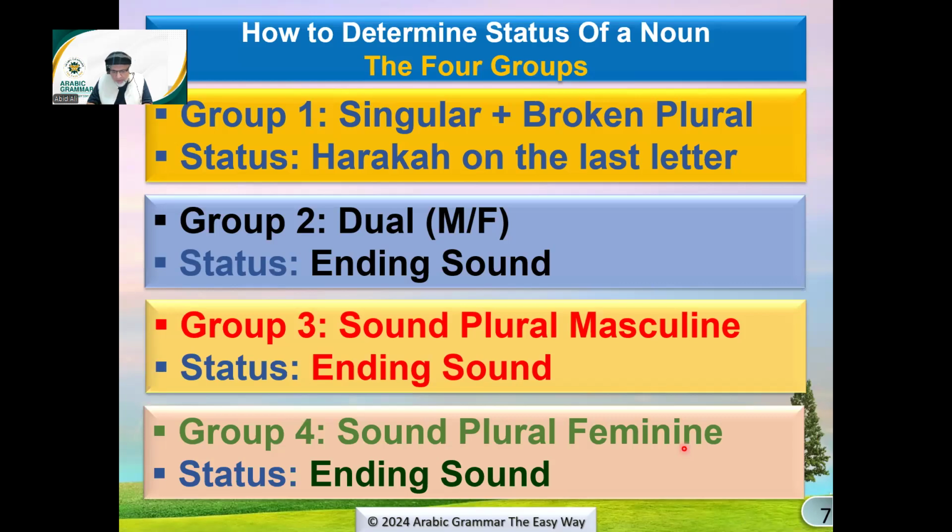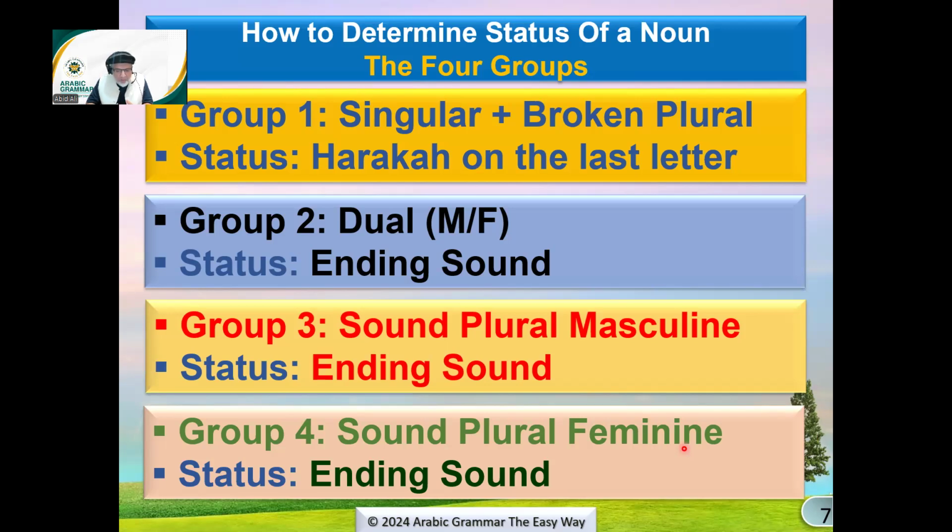Now, if you're wondering why we have to do this, it's a simple reason. In group number 1, which is the singular and the broken plural, the status can be told by looking at the last letter and the haraka. But in the rest of the groups, for example the dual, you cannot tell the status by looking at the haraka. You have to look at the ending sound.